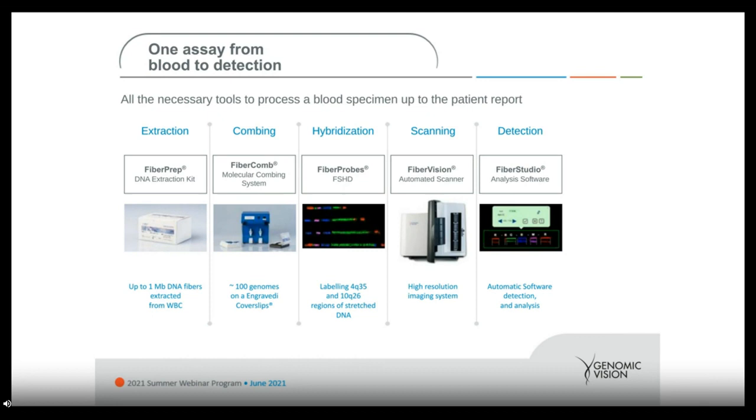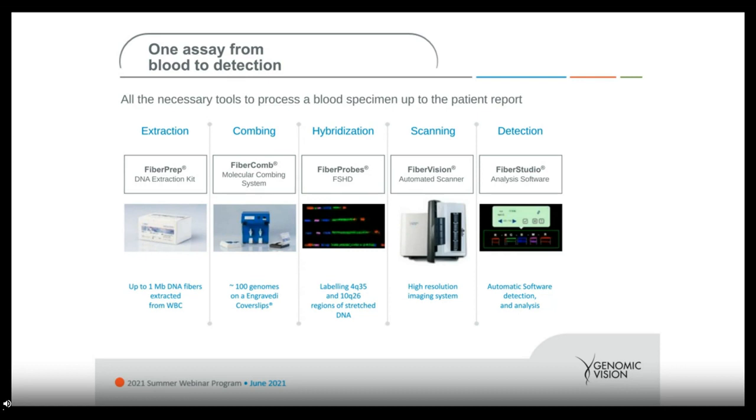Then the DNA is stretched or combed on our specific cover slips, which are chemically treated so that only the DNA ends will bind to the surface of the cover slip. And our specific machine called FiberComb is the one that provides the force to comb the DNA fiber on the cover slip.